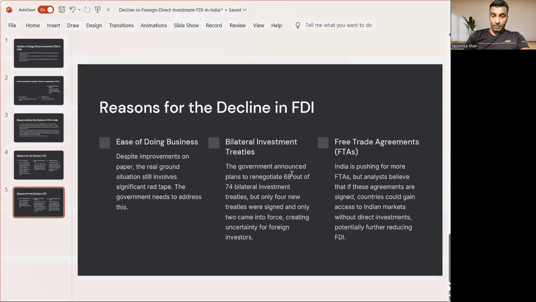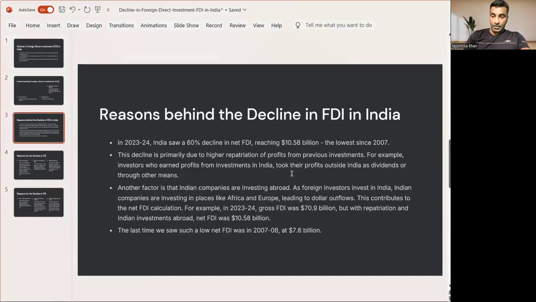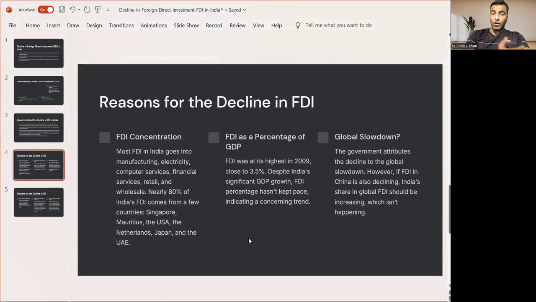Reasons we discussed. Basically, a few economists and investment analysts pointed out the following reasons for this decline in FDI, which you can see in the slide. Let me show you this. These are the reasons which are actually given. Firstly, ease of doing business. Despite improvements on paper, the real ground situation still has significant red tapeism. The government needs to address this issue if we need good business and an inflow of FDI.